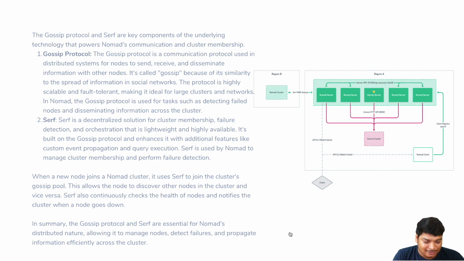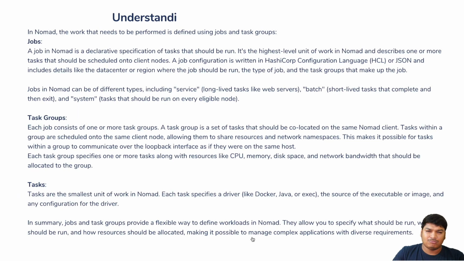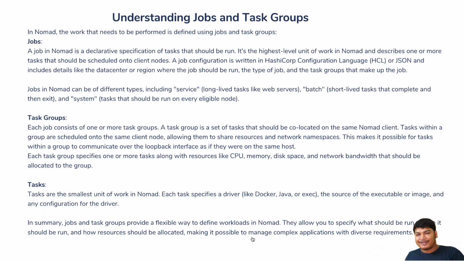Okay. Now let's learn about jobs and task groups. So what exactly are jobs and tasks? You saw it a few minutes back, right? All those tasks were running via Nomad, the job run, all that part. That is this. So now let's go into a bit more detail.